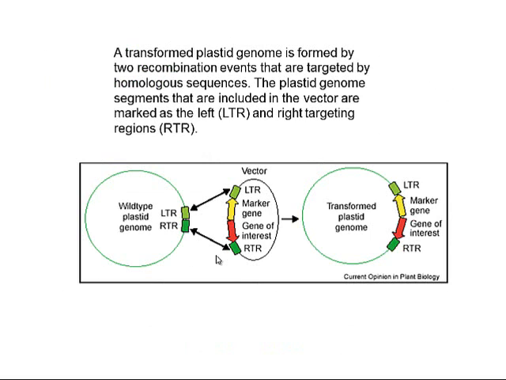And you'll also need some sequences for homologous recombination. So outside of this particular vector that you're designing, you need to select a left and right hand side targeting region to allow the gene to go in by homologous recombination.